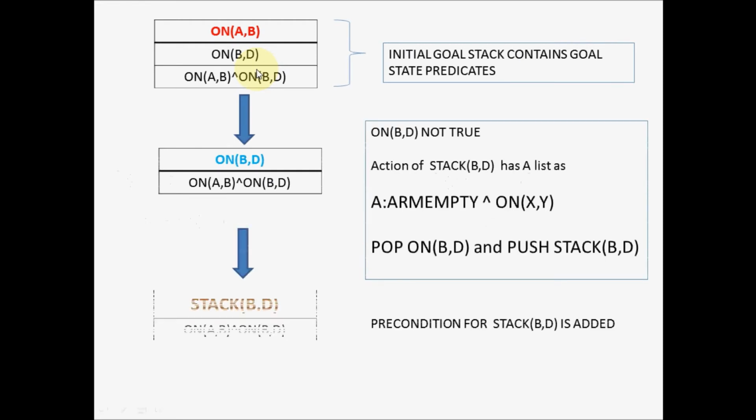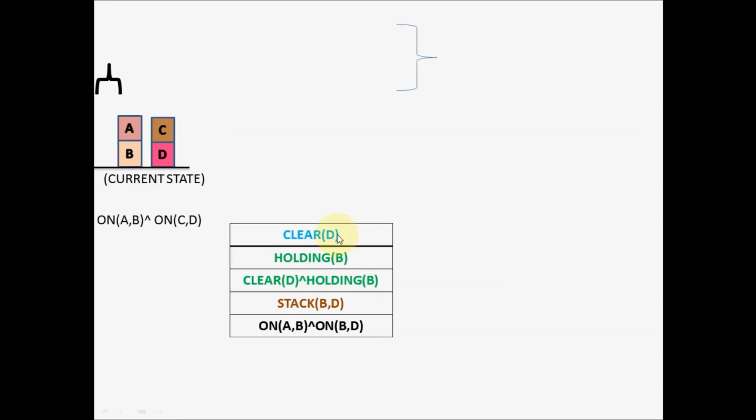Okay, so next we will see clear d and holding b together. The precondition for stack b comma d to be true was an axiom, that is clear d and holding b. Once that is inserted, you have to insert these predicates individually in any order. You can insert clear d first, or you can insert holding b first. In this case, I have inserted holding b first, and on top of that I have inserted clear d. So that is fine, right?